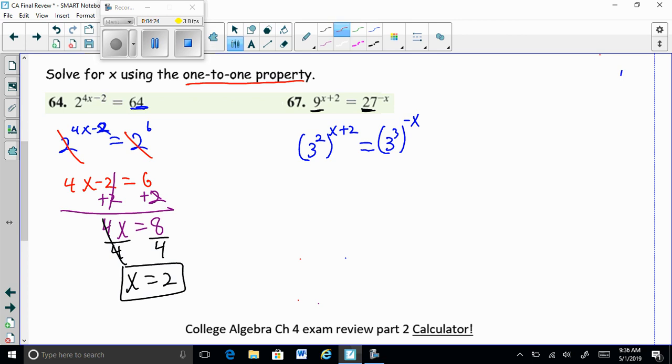Okay, so on your power to a power rule, you can go ahead and multiply them together. So this first one's going to become 3 raised to the 2x plus 4. And then the other one, when you multiply that together, you're going to get 3 raised to the negative 3x.